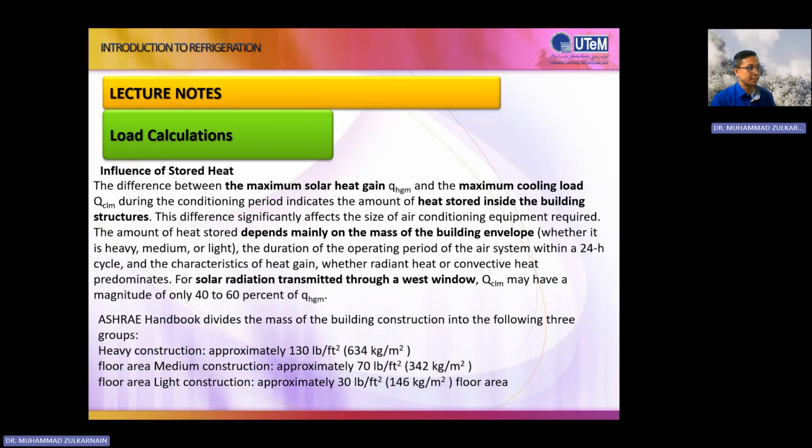So sometimes the material is considered heavy. We can categorize it as heavy at over 130 pounds per square foot, meaning the mass of the construction per square is higher. If we have more mass inside the material, there are many molecules in the mass, meaning that we can store heat inside the material.